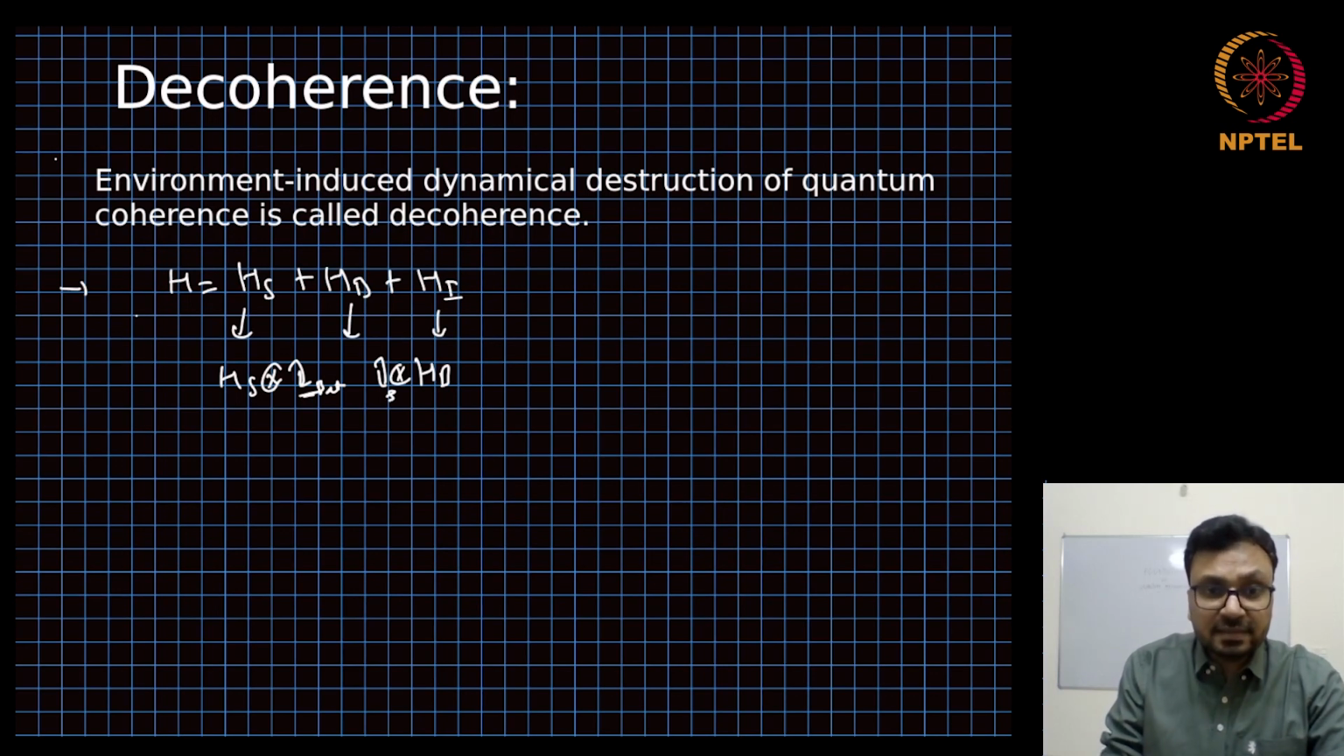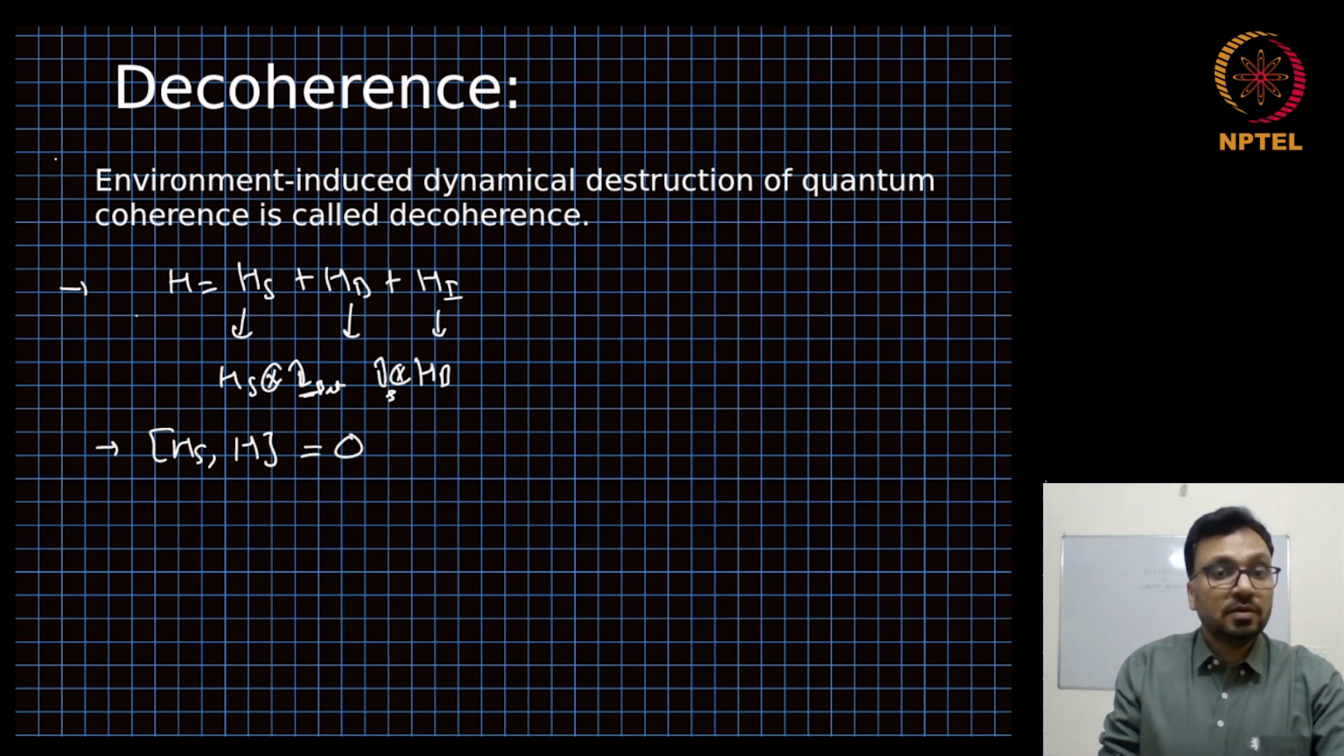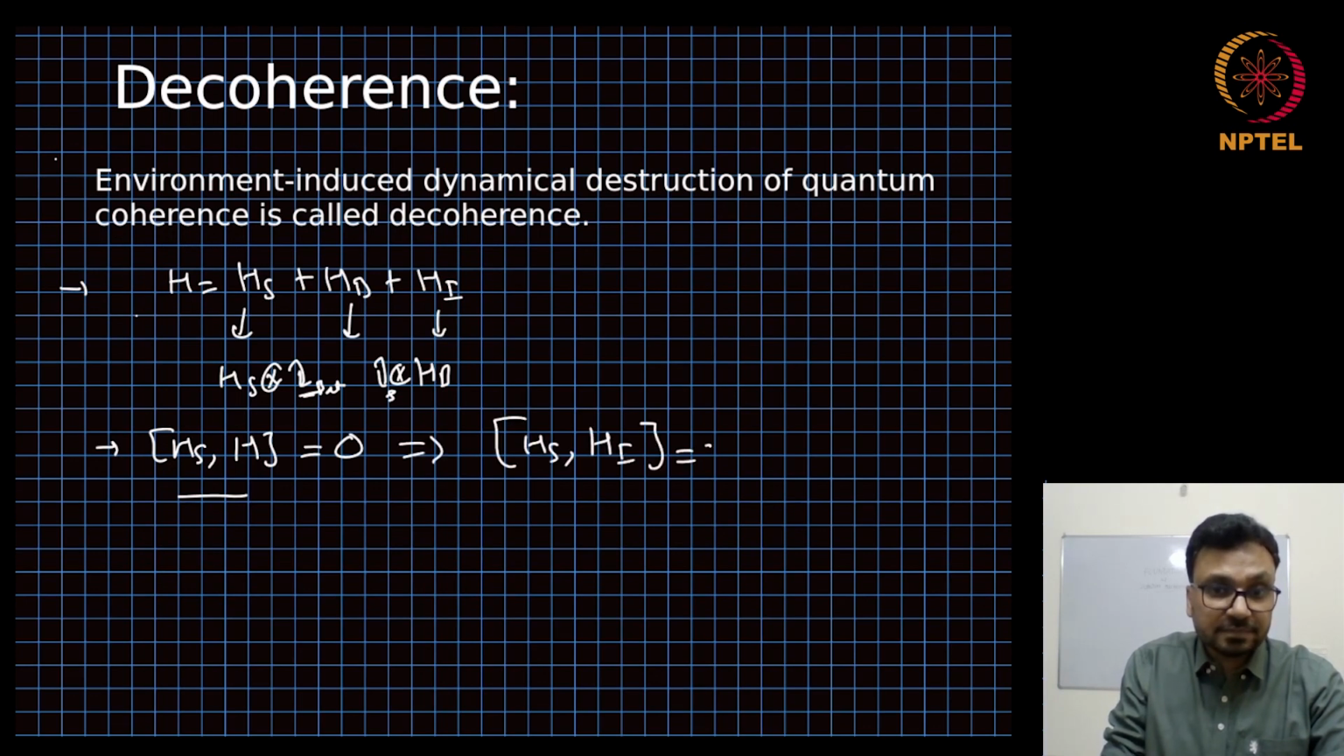Now consider a case where Hs commutes with the total Hamiltonian H. Of course, Hs commutes with itself, and Hs commutes with Hb, because Hs and Hb act on different spaces, but Hs need not commute with Hi. But we are putting the condition that Hs commutes with the total Hamiltonian H. This implies that Hs commutes with the interaction Hamiltonian.